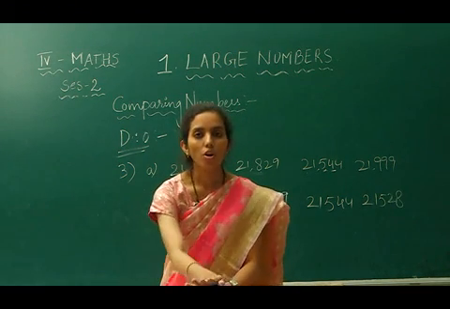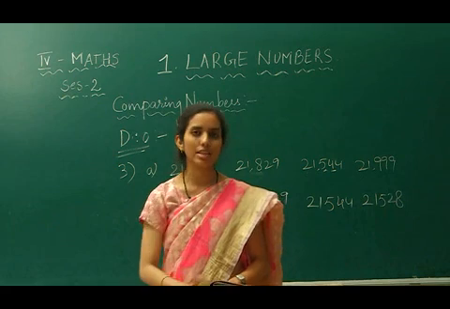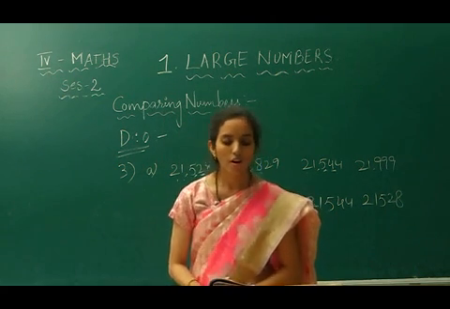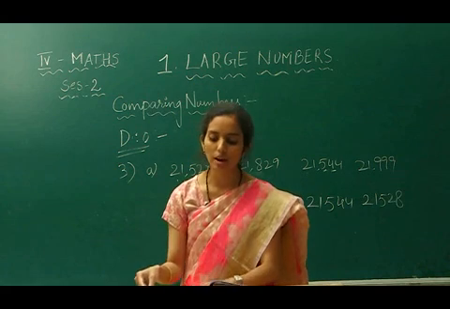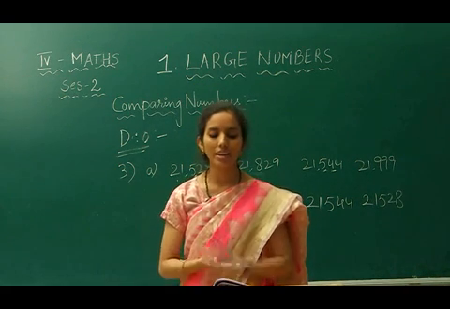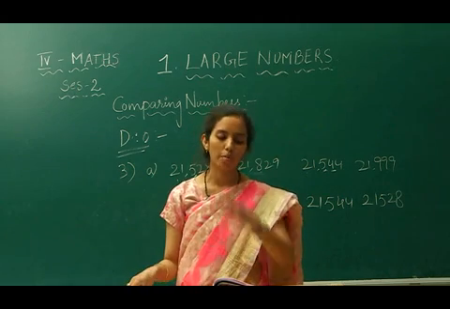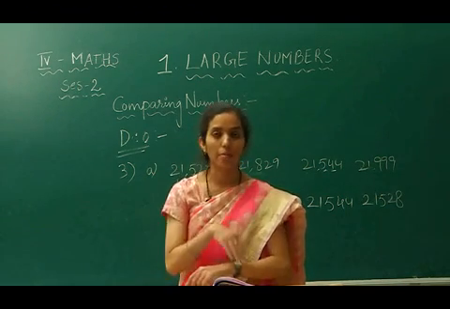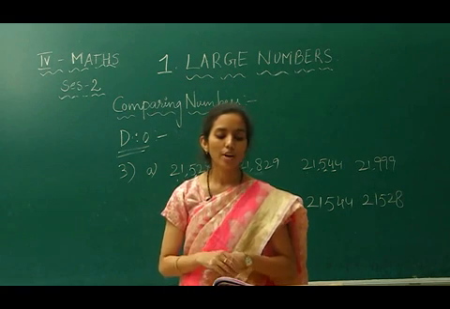Now, all of you open page number 16. Page number 16, exercise 1.3 and question number 4. Ring the greatest number in each set of the numbers. Very easy. You have to circle the number which is bigger.